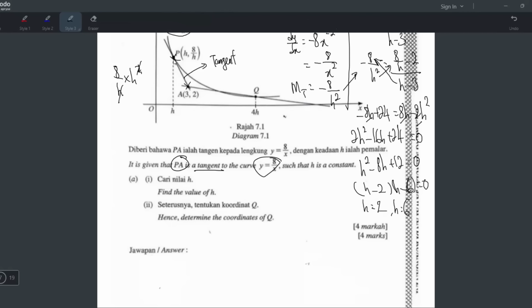Okay, but the h can only have one answer. It cannot have two answers, right? Because how can h be at two different places, right? It's only here. So I think you have to reject one of it. But which one to reject? Okay, I think you look at the point A, you know already.